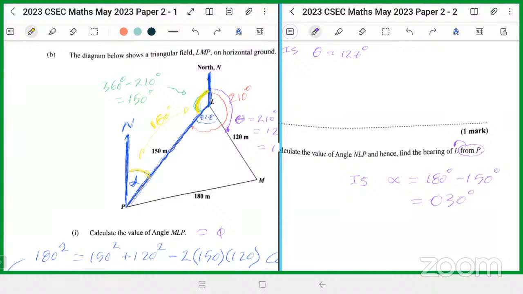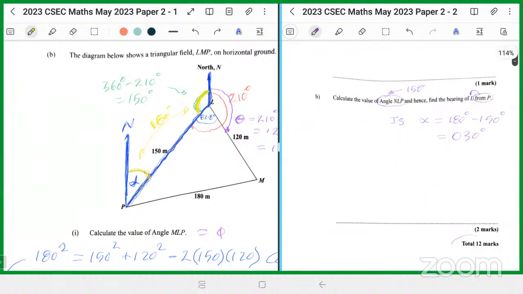Are you okay with that? Yes, sir. And remember this angle, it came out to be 150 degrees on our diagram. All right, and it is there on the diagram. All right, so I like this question. This is a nice question. It ends right there. All right, that was a nice question.